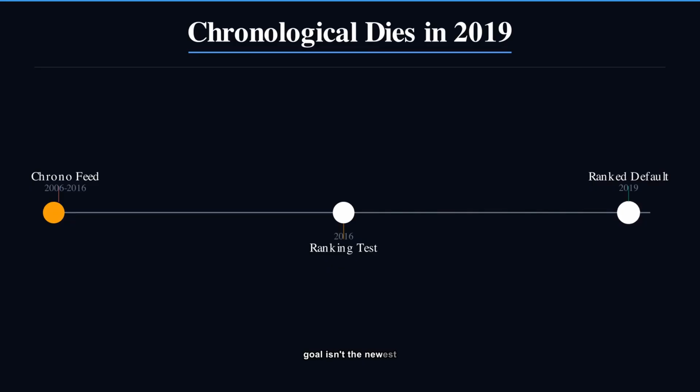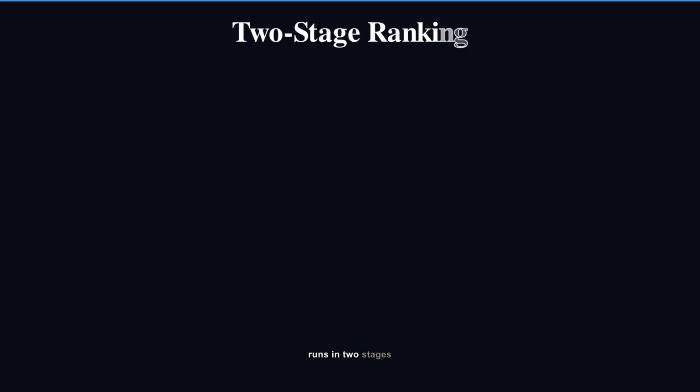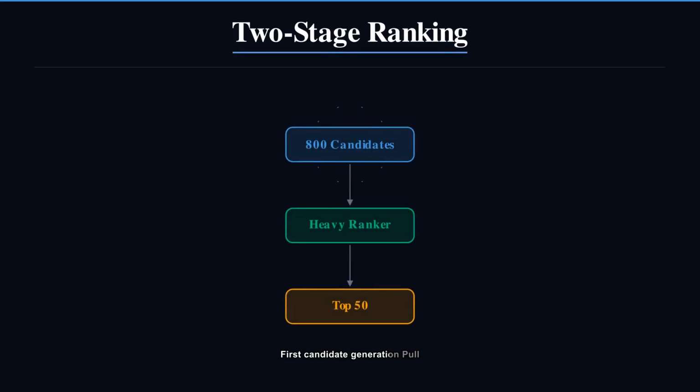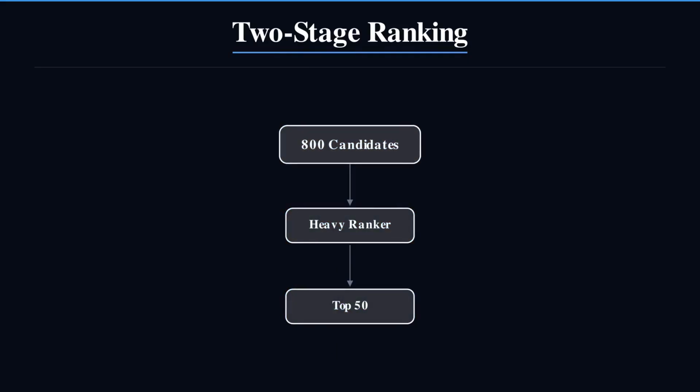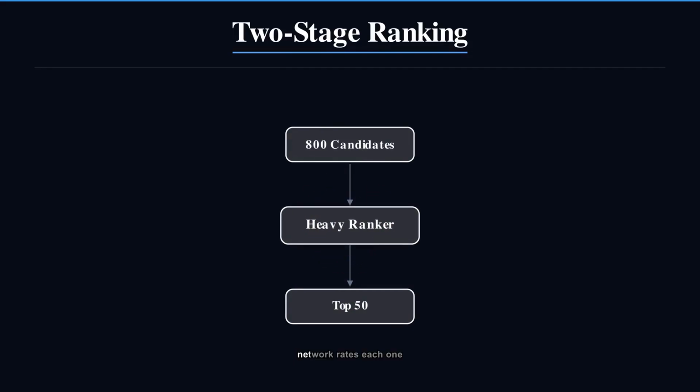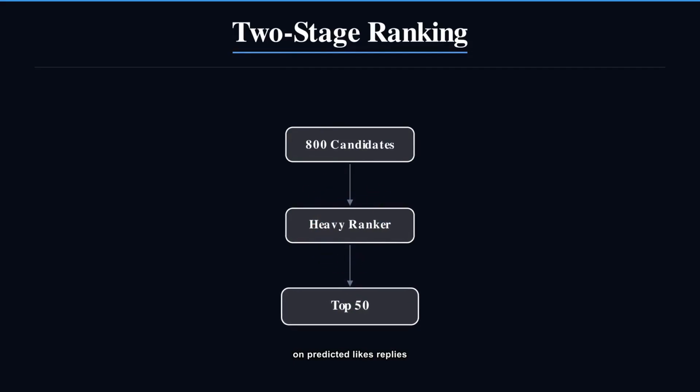The goal isn't the newest tweet, it's the one you're most likely to react to. The pipeline runs in two stages. First, candidate generation. Pull about 800 tweets from cache plus celebrity lookups. Second, scoring. A neural network rates each one on predicted likes, replies, and retweets. Only the top 50 survive to reach your screen.